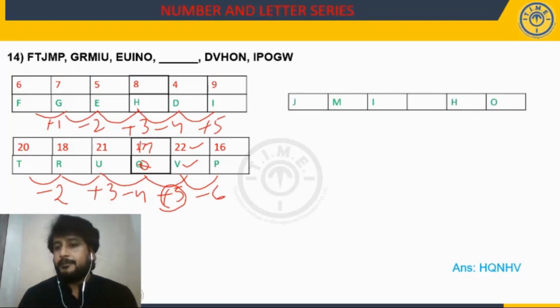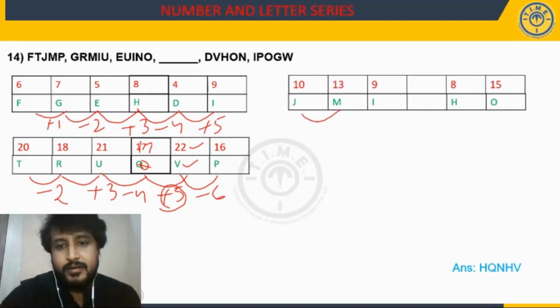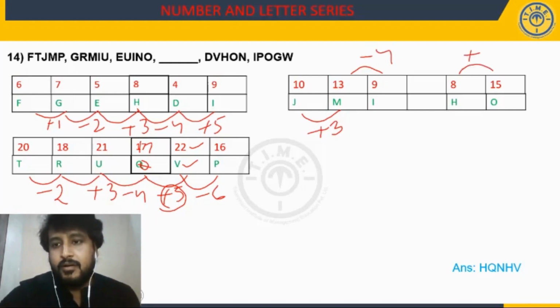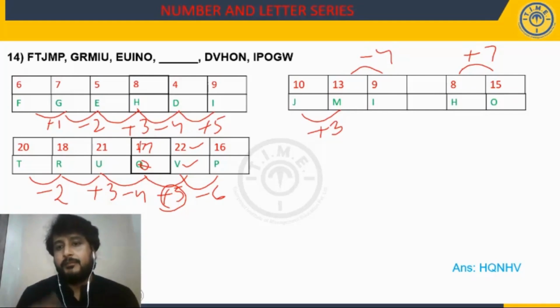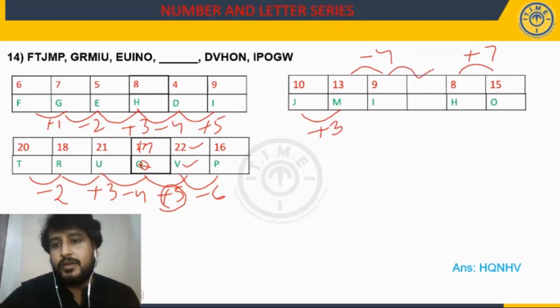Now identify the logic in the third set of letters. J, M, I, blank, H, O. J's place value is 10, M's place value is 13, I's place value is 9, H is 8, O is 15. Identify the logic. 10 to 13 is +3, 13 to 9 is -4. Now 8 and 15 is +7. Now observe the pattern. +3, -4. What could be the missing two numbers? +3, -4, +5, -6, +7.